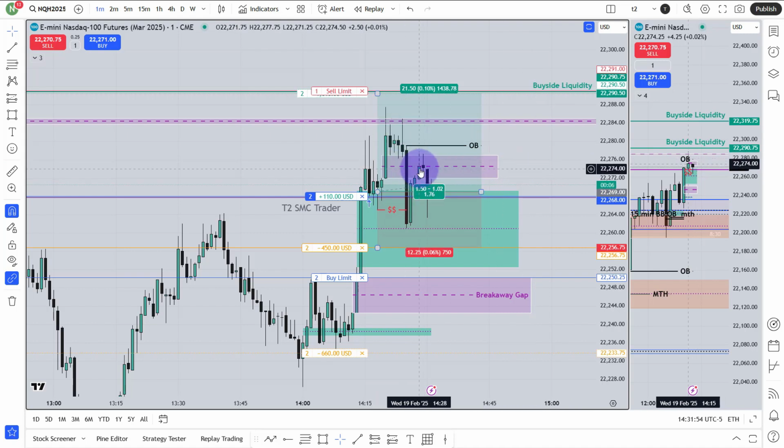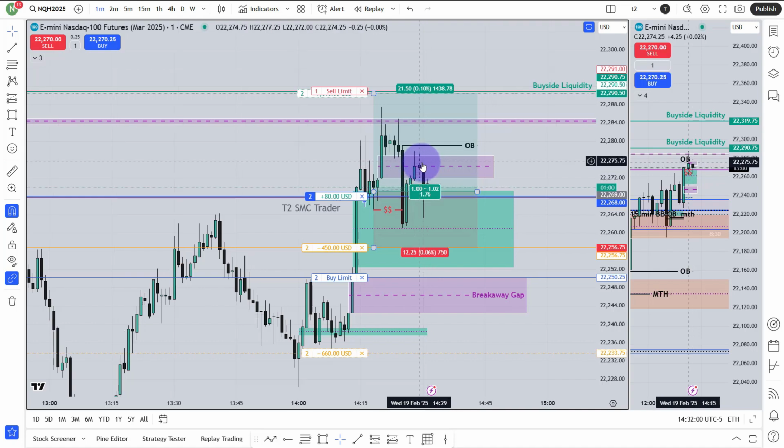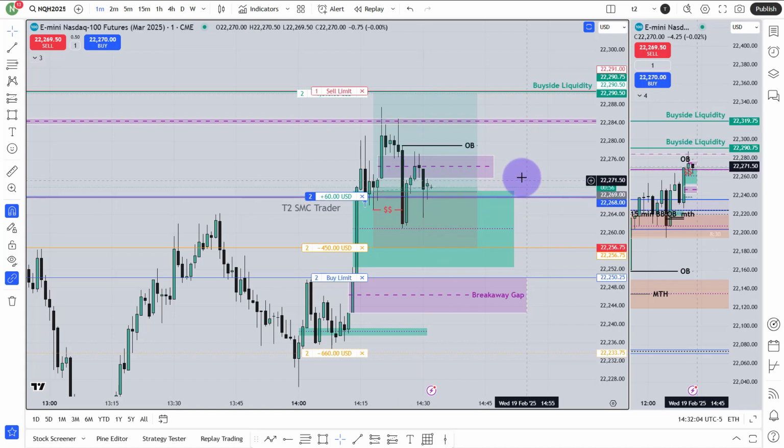Remember what did I say? I would love to see a body close above the 50% of this gap. Now nobody has closed above the 50%. That is why it came one more time lower to trade that midnight open.